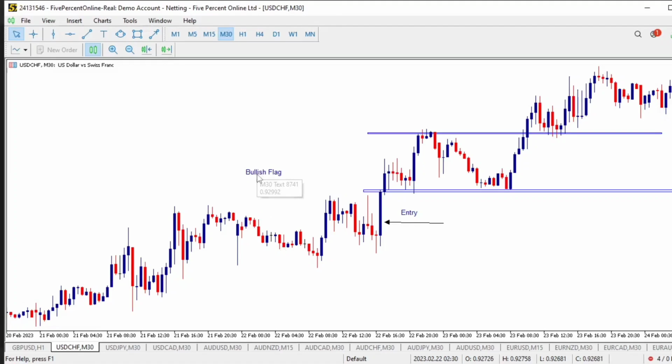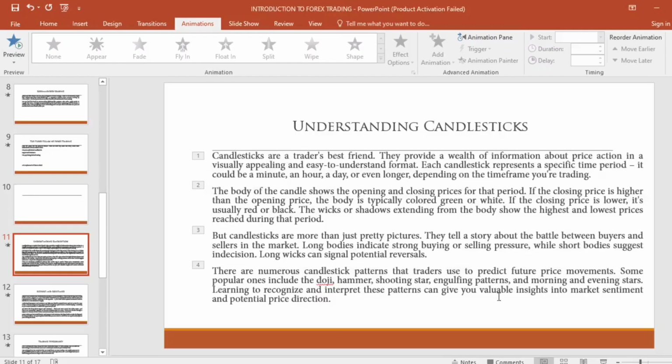Let me remove this. Now, let's go to our slide. Let's look at what support and resistance is.